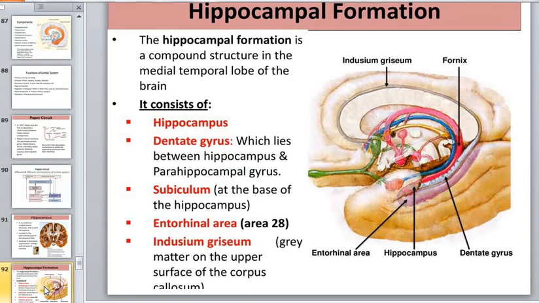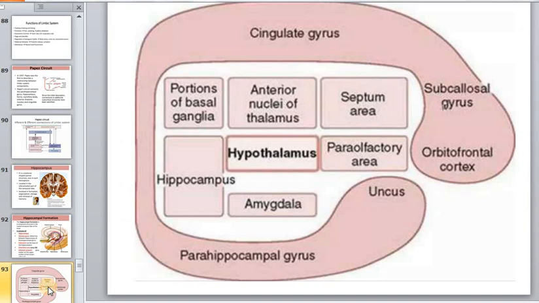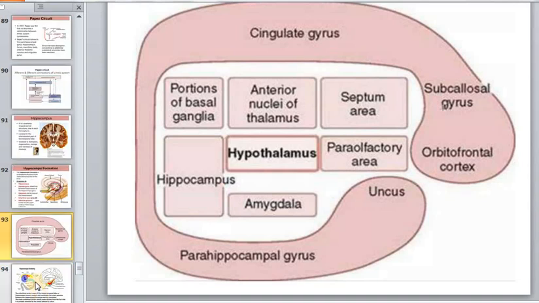for animals. And here we see the hippocampal formation is a compound structure in the medial temporal lobe of the brain. It consists of these parts: the hippocampus, dentate gyrus, subiculum, entorhinal area, and indusium griseum, gray matter on the upper surface of the corpus callosum. And here we see one more slide, so it's difficult to understand, with the gyrus and orbitofrontal cortex.